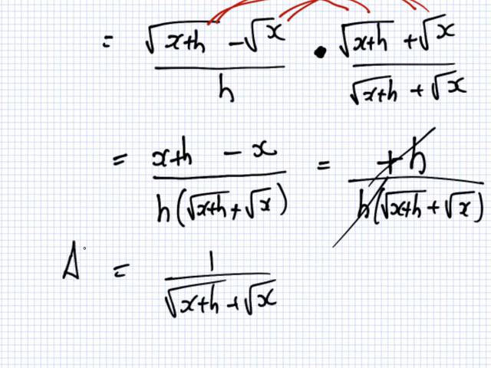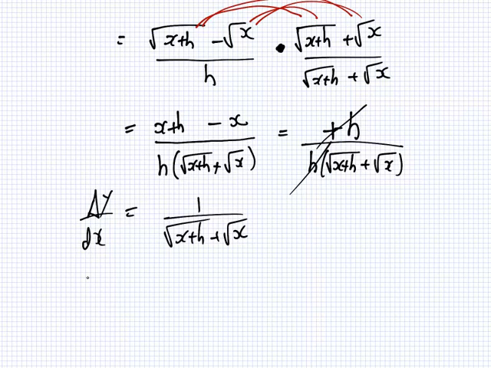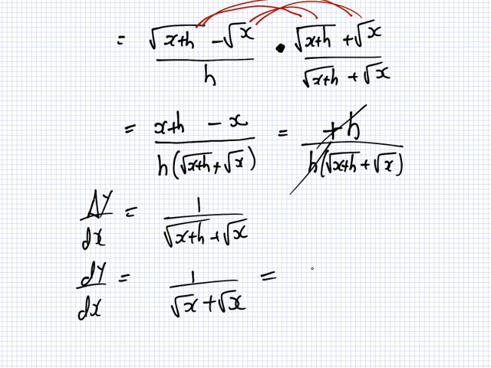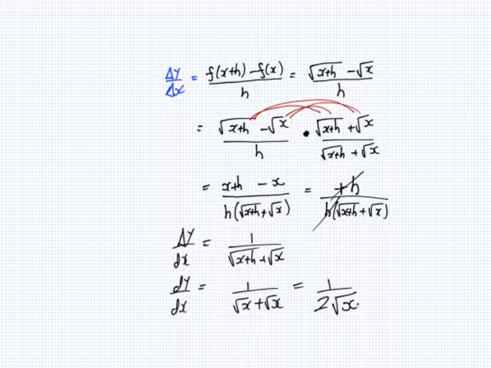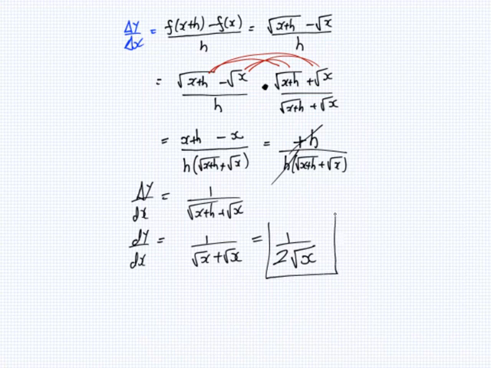Now, that's the secant. But I want the tangent, so now I need to make h 0. 1 over root x plus root x, which is 1 over 2 root x. And this is the answer. We don't know the x. If we knew the x, we could have an exact number answer. This is the answer though.